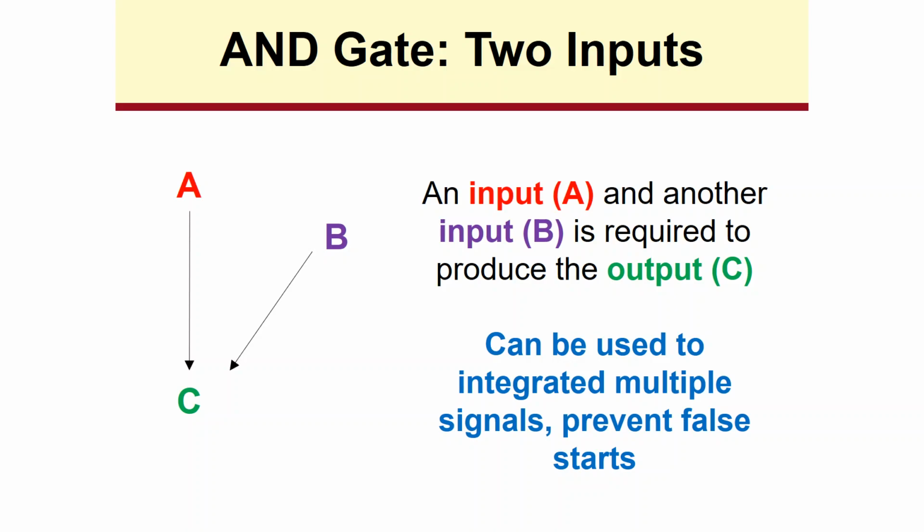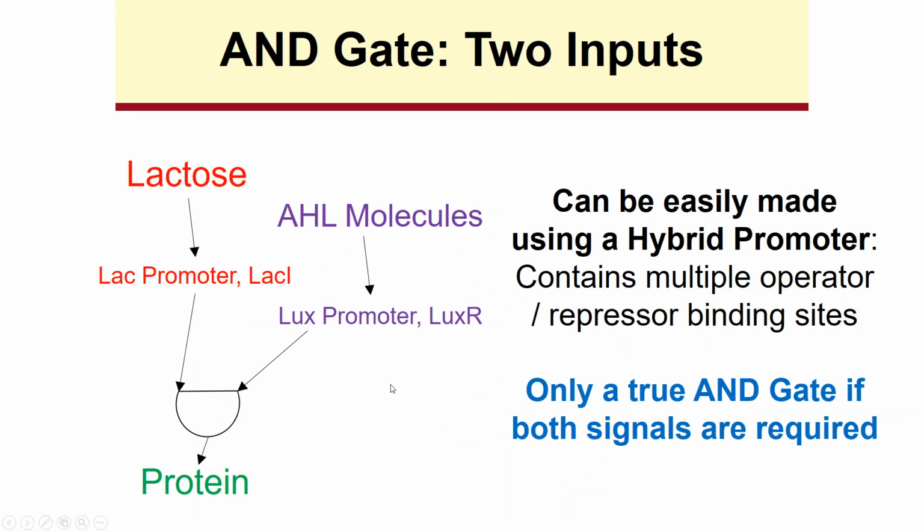An AND gate can be useful because it can be used to integrate multiple types of signals and prevent false starts or spurious induction of gene expression. Normally, this is depicted in a diagram by this half circle. How can you create an AND gate? Well, a classic way of doing this is by using a hybrid promoter.